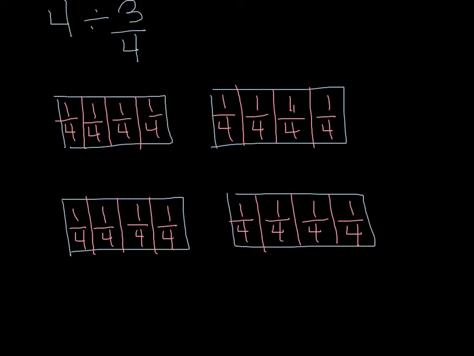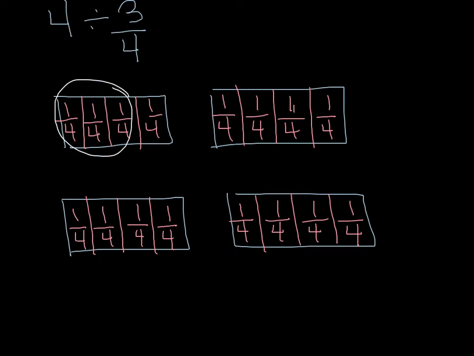Okay, so the problem that we're going to try to show how to write our answer as a remainder is 4 divided by 3/4. So I already drew out 4 wholes, and I split them into groups of 1/4. And as you can see, there are 16 1/4 in 4. So 4 divided by 1/4 would be 16. Okay, but now I'm going to be splitting them into groups of 3/4. So we've done this already. This would be 3/4.